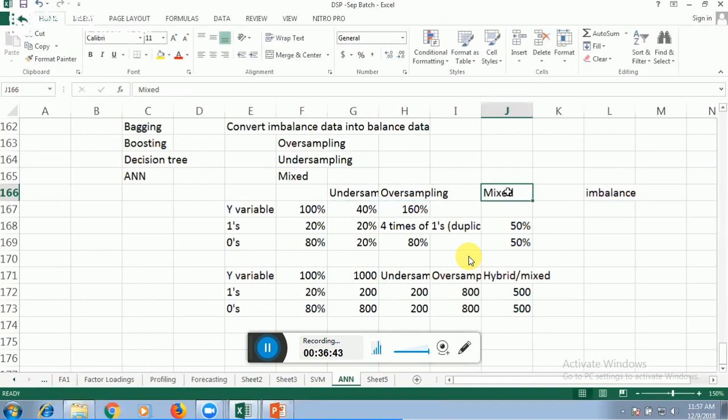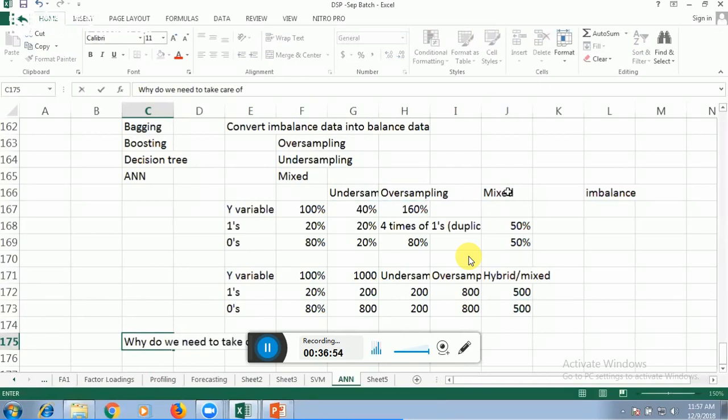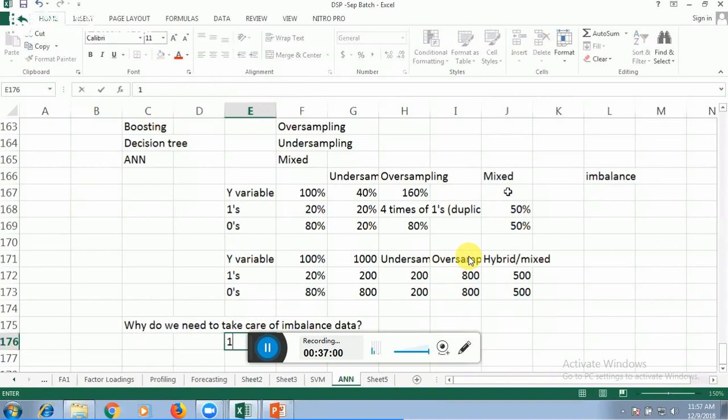The second reason is, a lot of times, you have data. Why do we need to take care of the imbalanced data? The first reason is that by default, the cutoff we take is 0.5. So that means the output you will get is based on that.